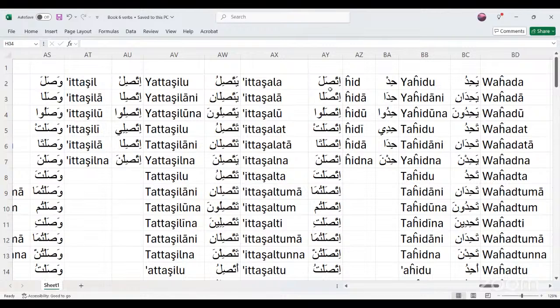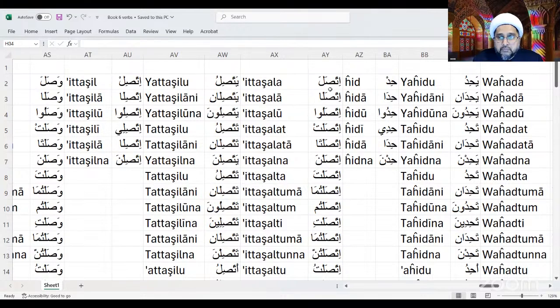So whenever there's a shadda on a ta, it means that a wow or a ya has been dropped, and this is the eighth pattern, ifta'ala, yafta'ilu, ifti'al. Sister Nigga, does this make sense for you? Sister Nigga, are you there? Sister Zabunisa, can you hear me?